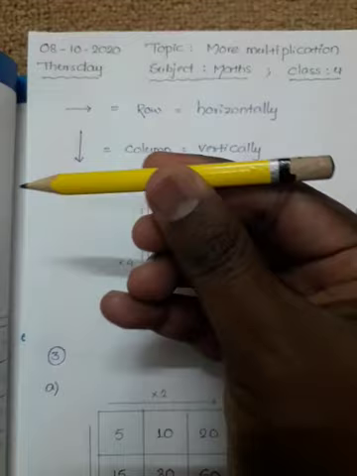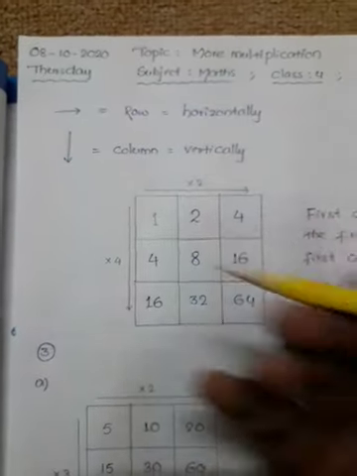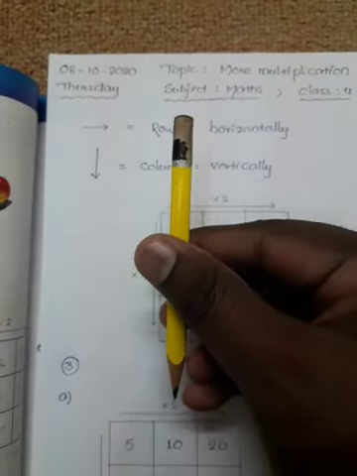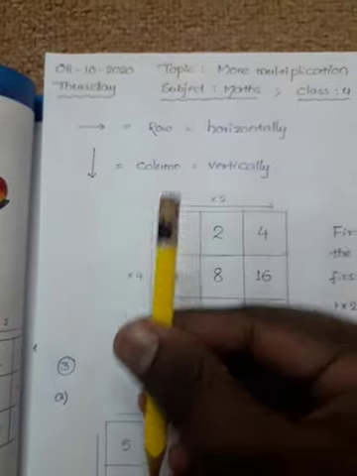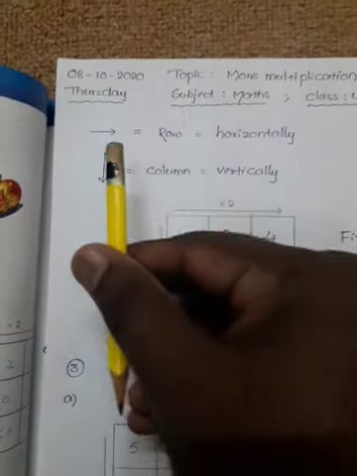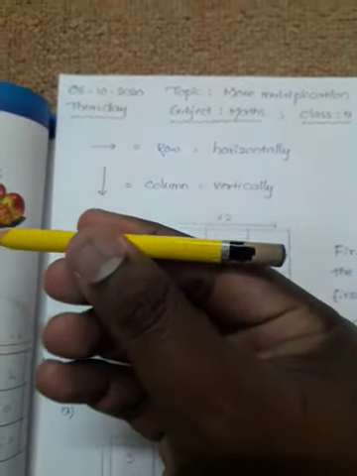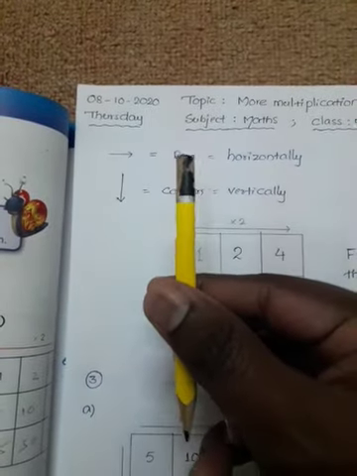This one is called what? Row, or it is called horizontally. This one, from up to down or down to up, is called a column, or vertically. Okay. Remember one more time. This one is called a row, and this one is called a column.